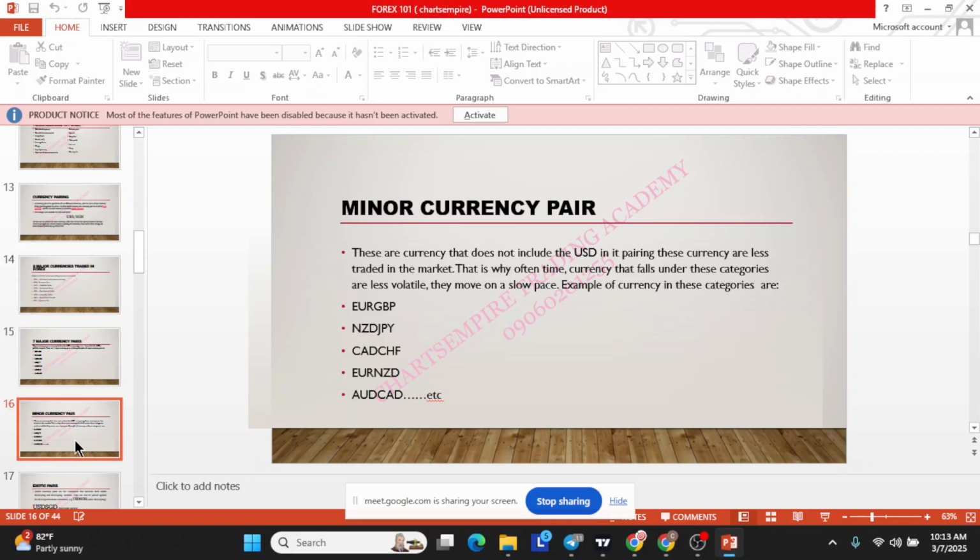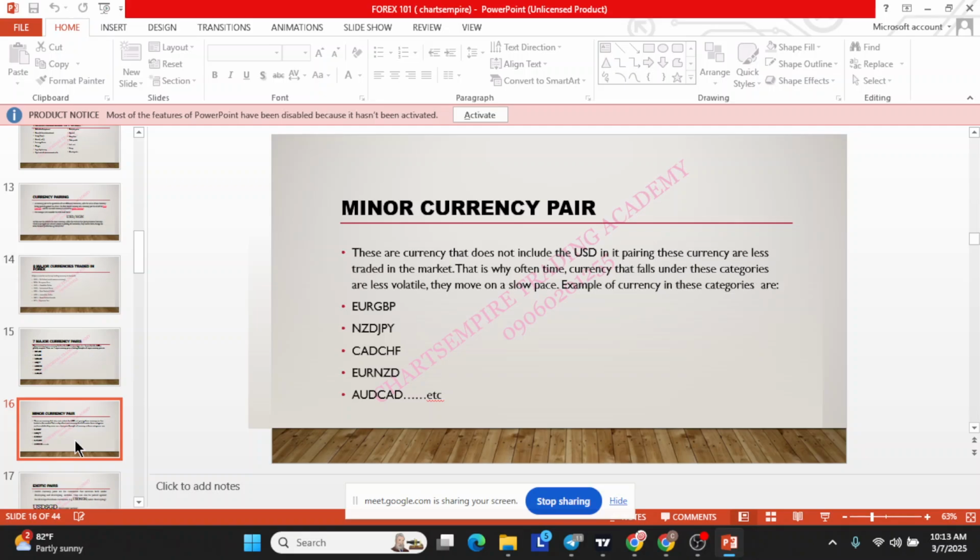So if you remove the dollar, we are left with 7. From these 7, we now pair them between each other. That is how we get minor currency pairing. EUR GBP, these are examples that we are seeing on our screen. NZD JPY, CAD CHF, AUD CAD, etc. We also have GBP NZD, a lot like that, as far as the US dollar is not in its pairing.